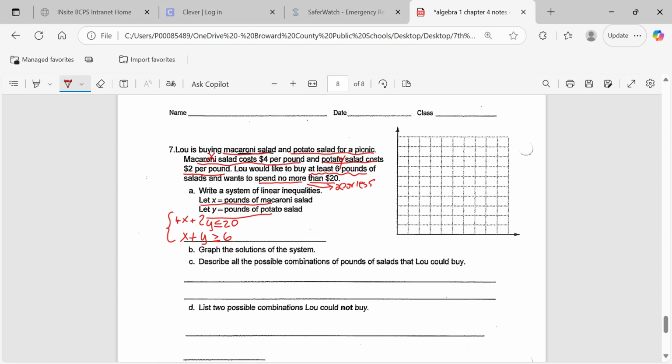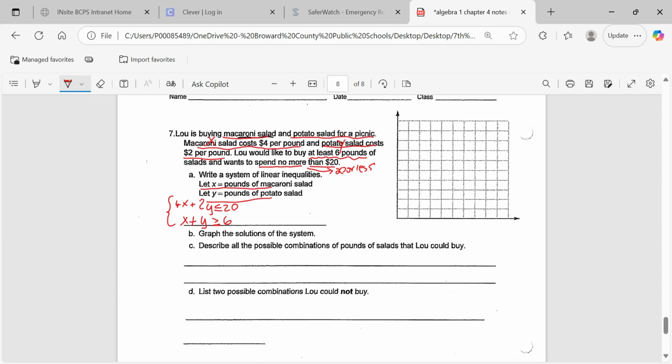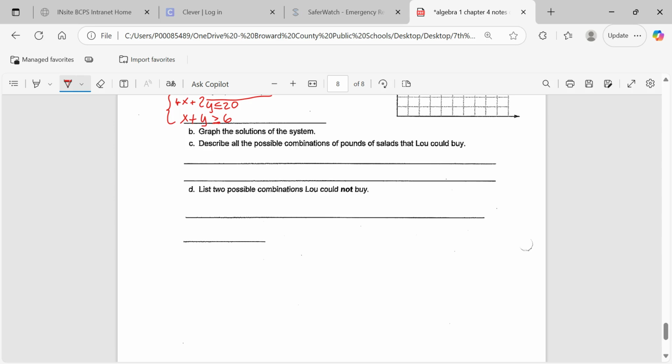Now, part B says to graph the solution to the system. I can graph this in standard, but I do know that you like graphing it in slope-intercept form. So let's do it. We'll just have to change them around. So we have 4x plus 2y is less than or equal to 20. To get y by itself, I would minus 4x on both sides, because I want y, I get rid of x. So that I get 2y is less than or equal to negative 4x plus 20. Then I can divide both sides by 2 so that y is less than or equal to negative 2x plus 10.